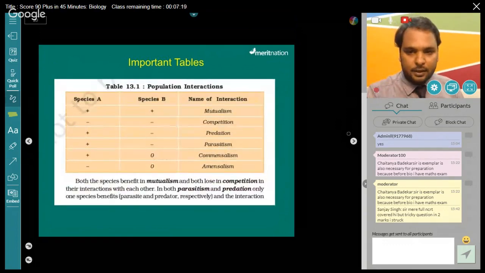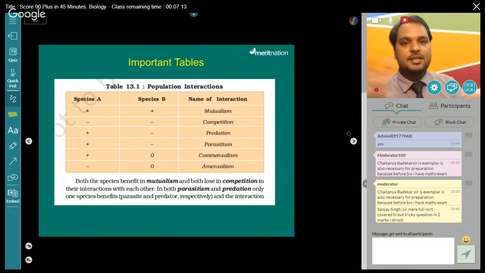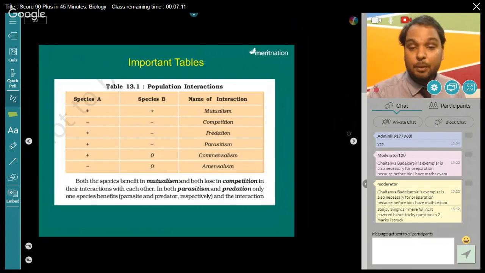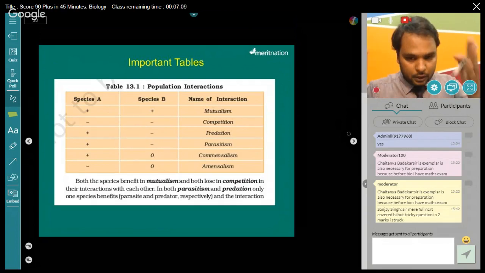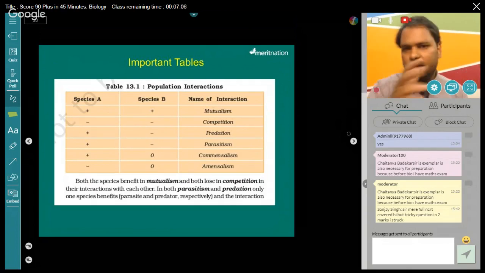There's one more table that you will find here. It will help you to remember these interactions. If there is a short note question on what the population interactions in species are, you can actually draw this table as well, it will give you full marks, after a little explanation.